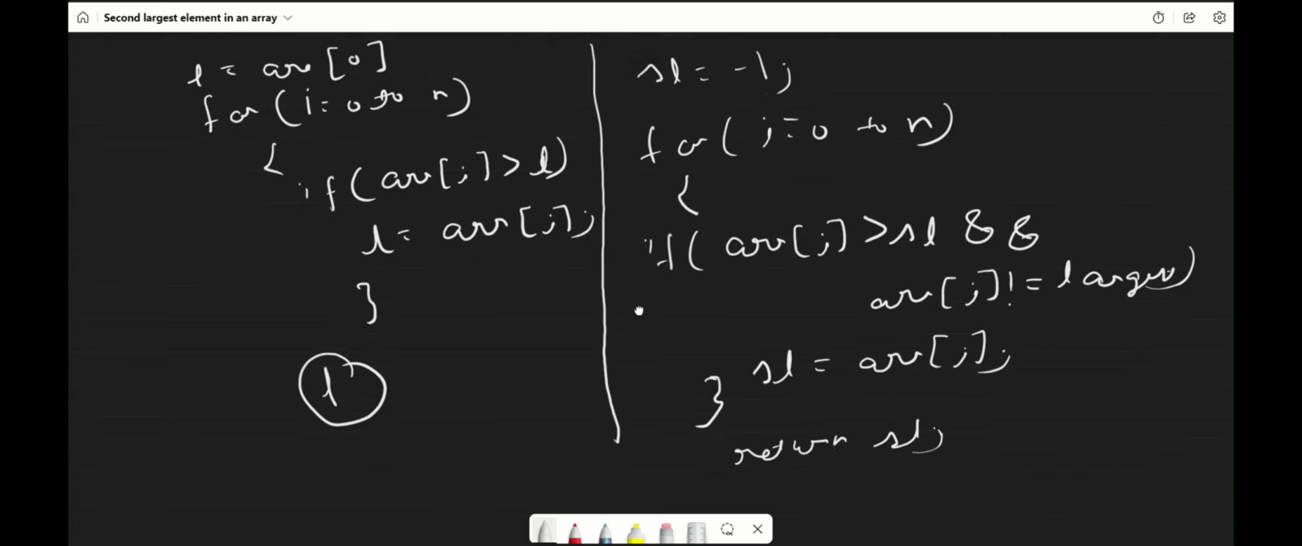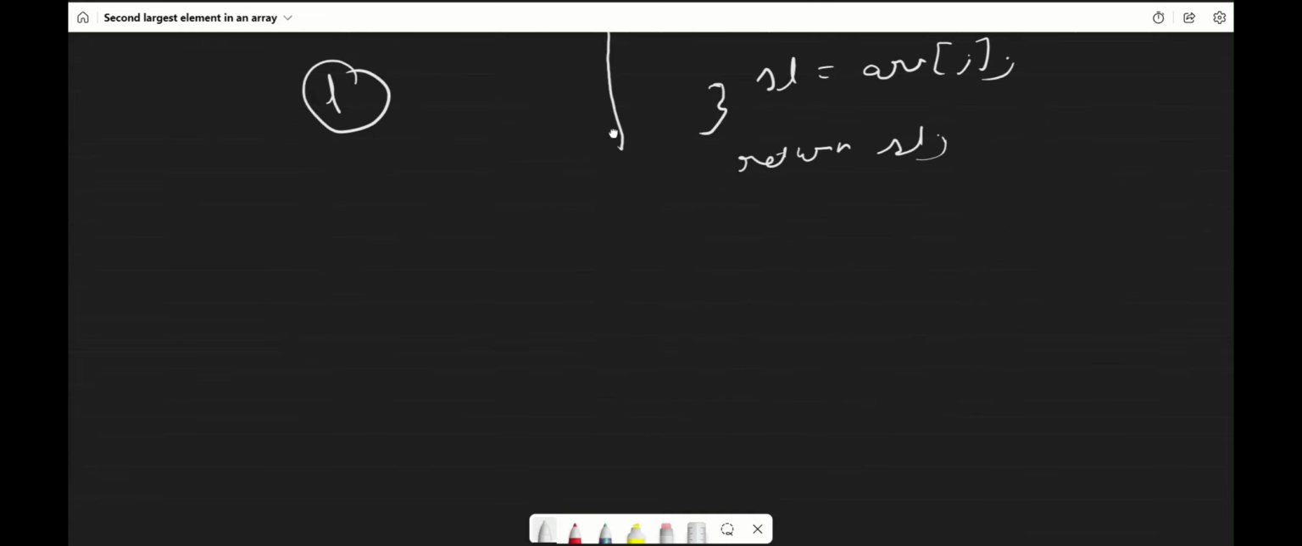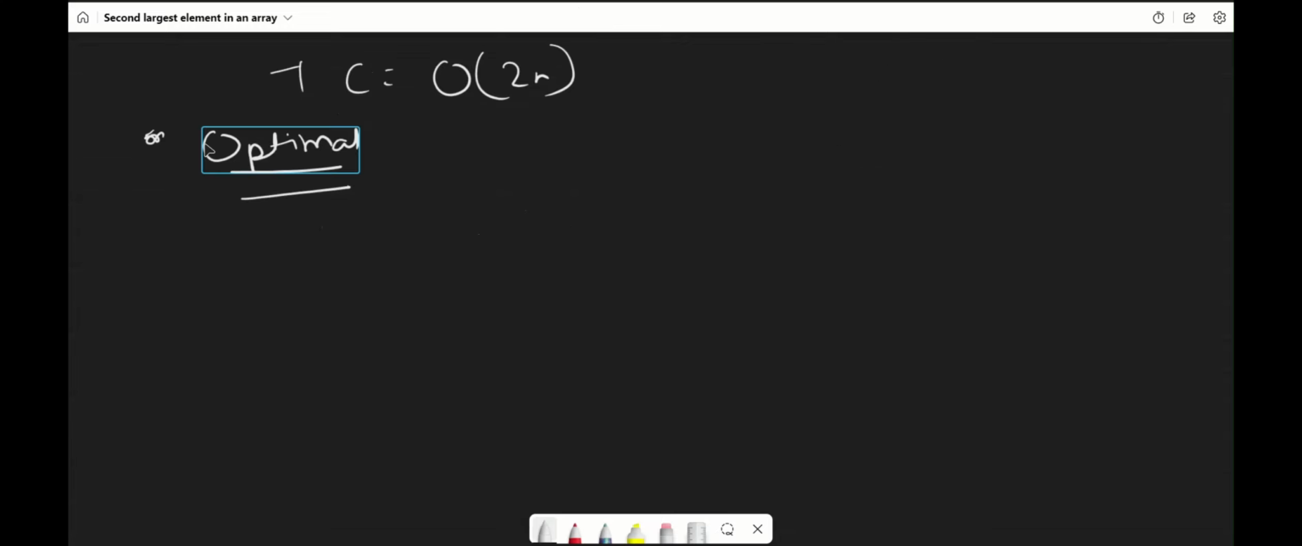So what will be the time complexity for this? Here still we are using two passes, so the time complexity will be order of 2n, but still we have not arrived at our optimal solution. Now we're going to see our optimal solution. Let me take the same example we have used, the array 1, 2, 4, 7, 7, 5.